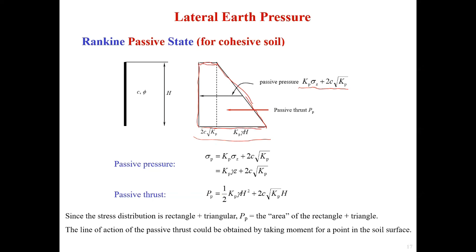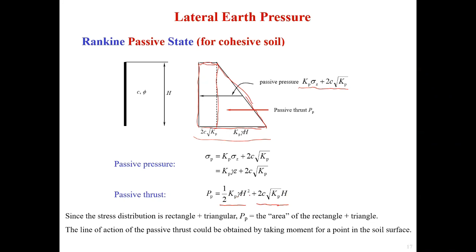So that area equals the force from the pressure distribution per unit width into the page. So that would be this component. It's obviously Kp gamma h times h divided by 2. So that's this triangle contribution. And then the cohesion contribution will be 2c times the square root of Kp times this h, because the height is h. So that will be the thrust.